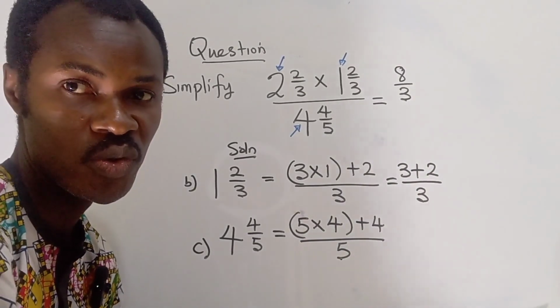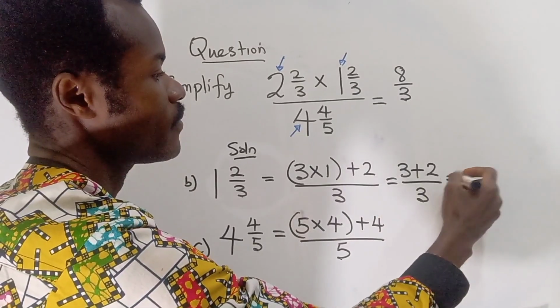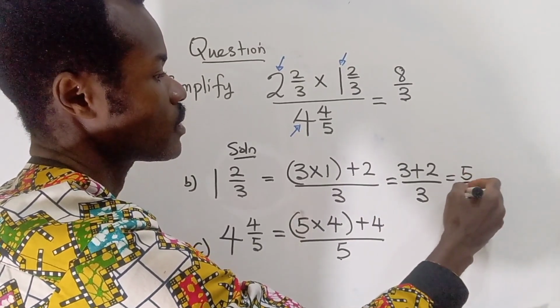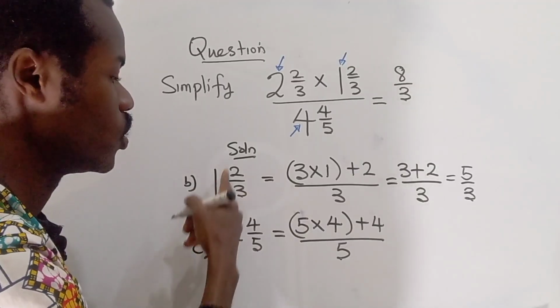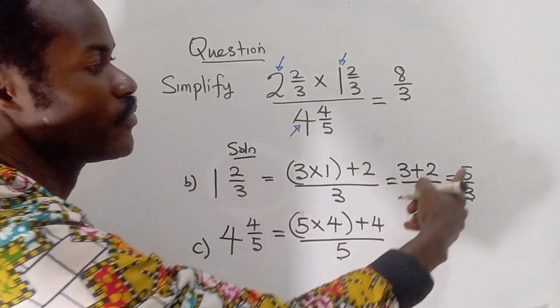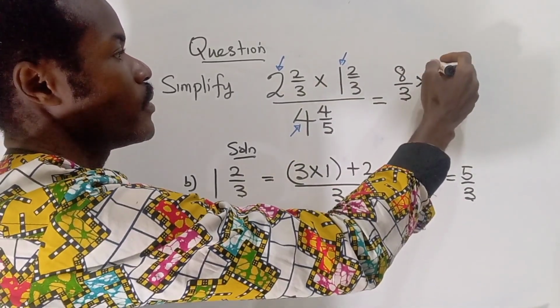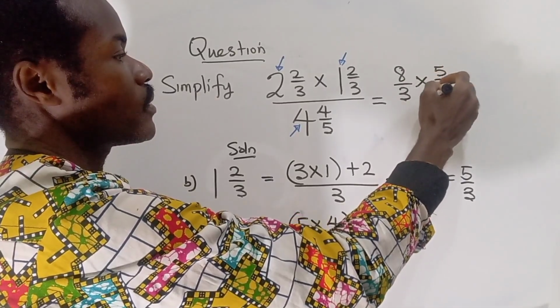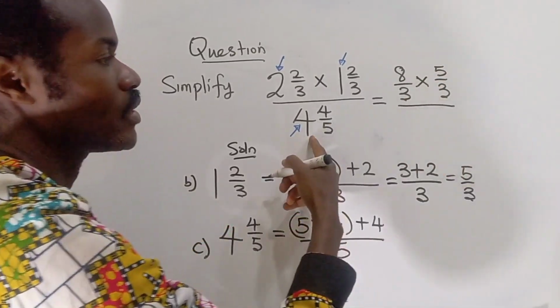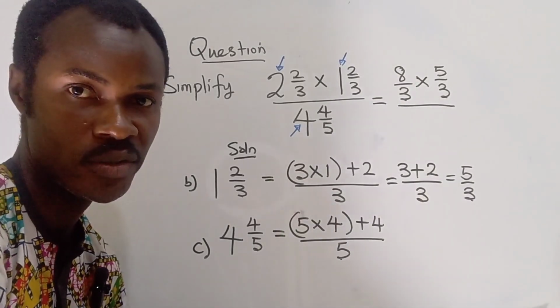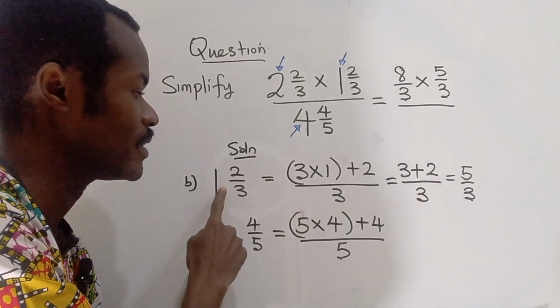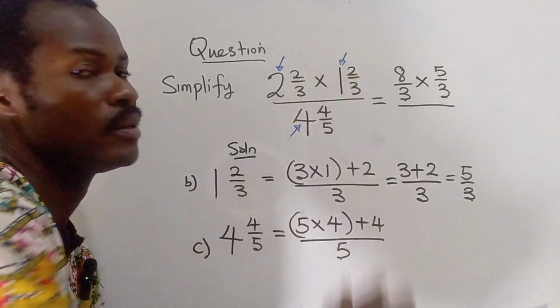So 3 plus 2 is going to give us 5 over 3. So one whole two over three means 5 over 3. So we are going to say times 5 over 3. Lastly, we have this one. So we have replaced this as this in the problem.